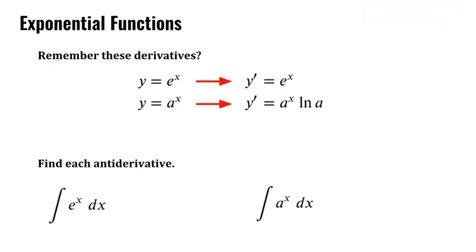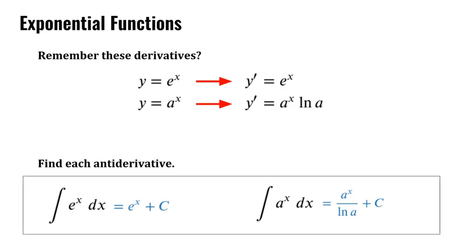Did you check your answers using the derivative? The second antiderivative can be checked by seeing that the derivative of a to the x generates a factor of ln a, which then cancels out with the ln a in the denominator. Once again, these 2 basic exponential antiderivatives will serve as a toolkit as we approach more complex examples.